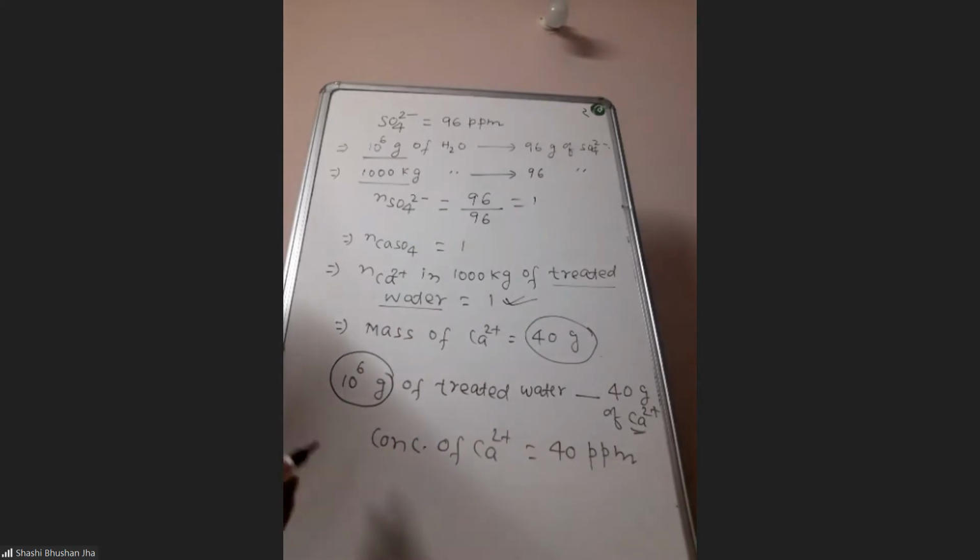Now if calcium ions are completely exchanged with hydrogen, then 1 mole of calcium will be exchanged with 2 moles of H plus. Charge on calcium ion is +2. So 1 calcium ion will be exchanged with 2 hydrogen ions. So 1 mole calcium will be exchanged with 2 moles of hydrogen ion. So the number of moles of hydrogen ion will be 2. Now these 2 moles of hydrogen ion are present in 10 to the power 6 gram of water, or 1000 kg of water.